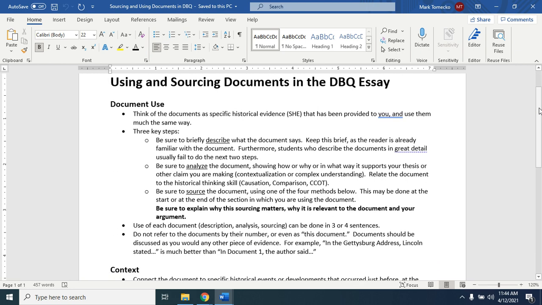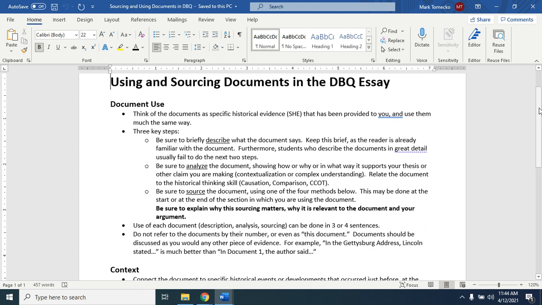First of all, I want to remind you that the documents are essentially your evidence for this essay. Now, you are required to include at least one, and ideally two, pieces of outside evidence that don't come from the documents, but nonetheless support your thesis. But for the most part, these 7 documents are going to be your specific historical evidence, and you want to use them much the way you would use evidence in an LEQ.